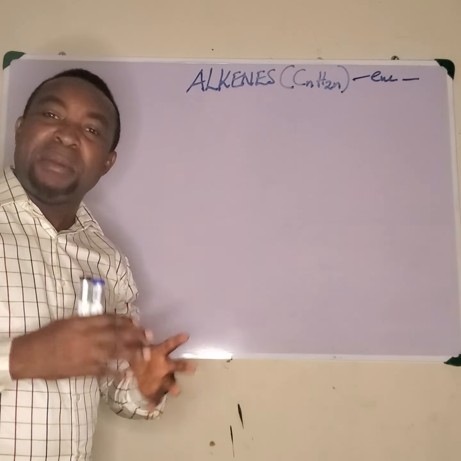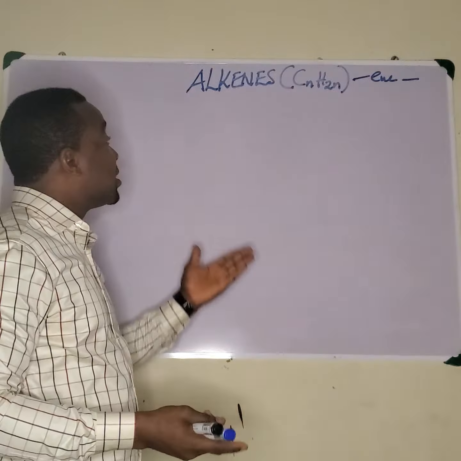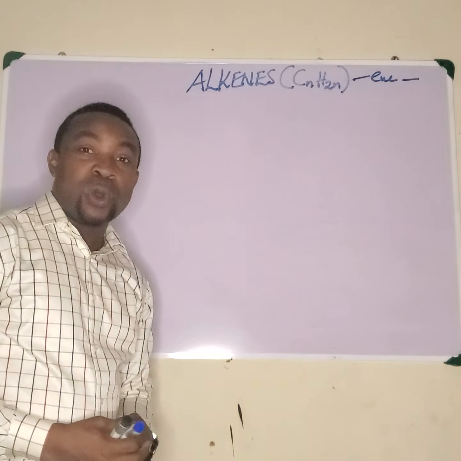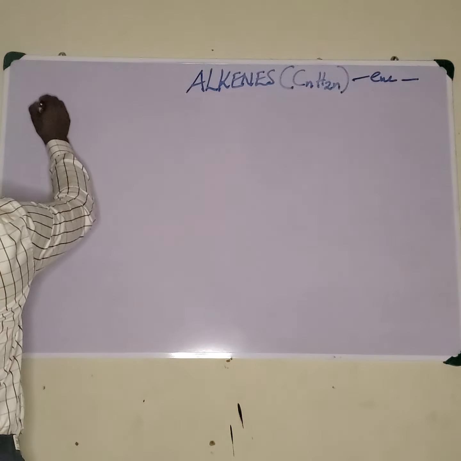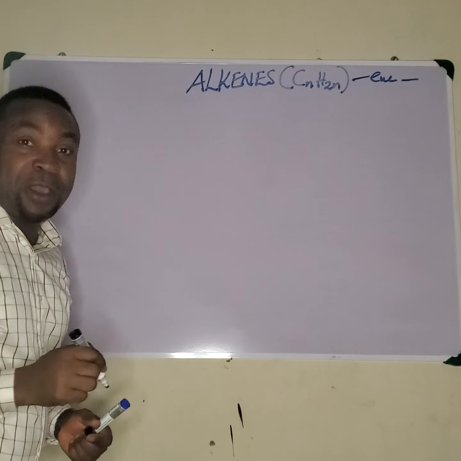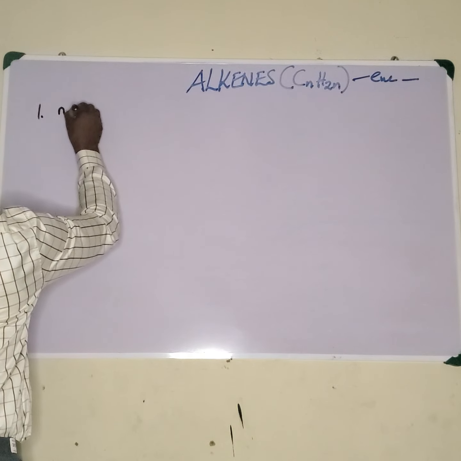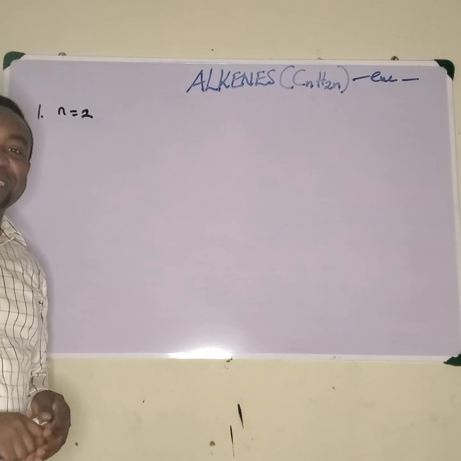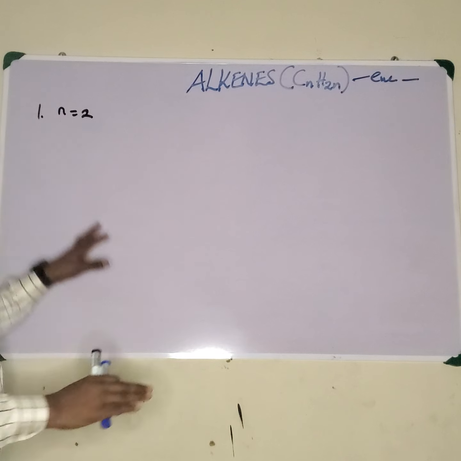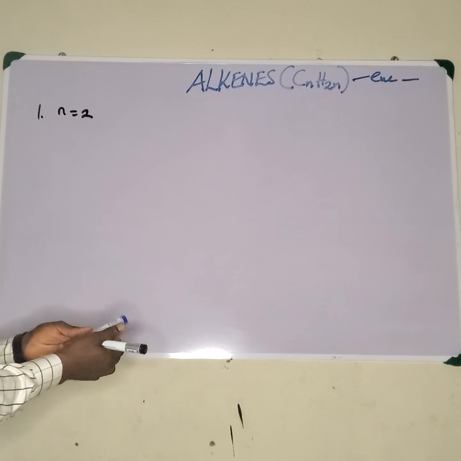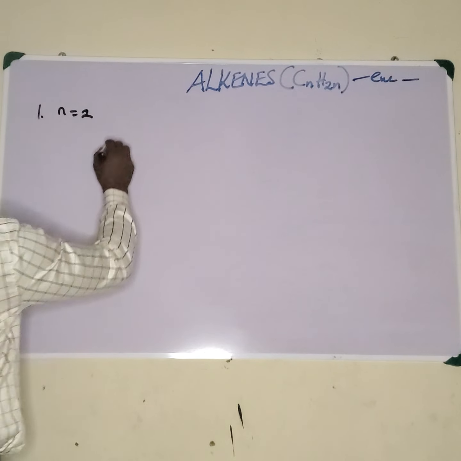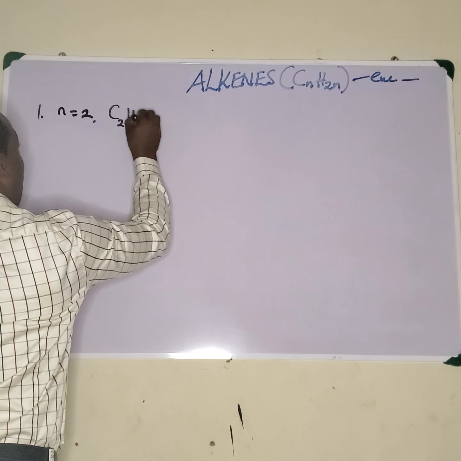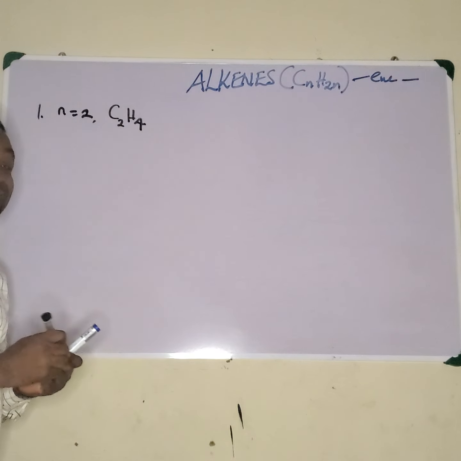So how do we get the members of alkenes? To get the members is simply to use the general formula. So let us get the first member of alkene. The first member has n equal to 2. We are no longer starting from 1 because we don't have anything like methene. We are starting from 2. So if n is equal to 2, the first member will give us C2H4, and C2H4 is ethene.